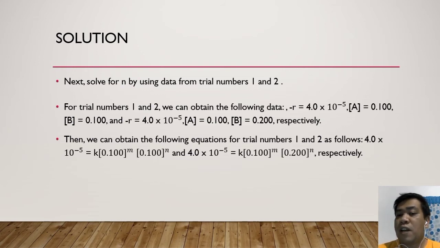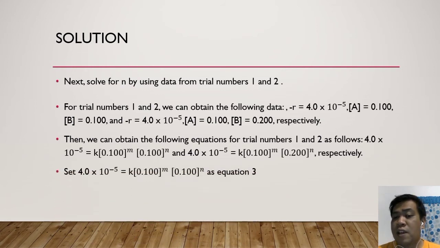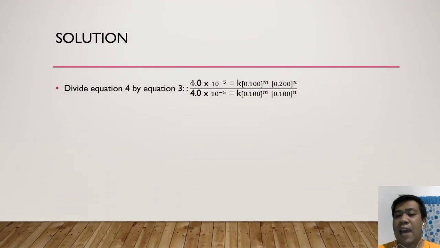So 4.0 times 10 to the negative 5 equals k times the quantity of 0.100 raised to m times the quantity of 0.100 raised to n, and 4.0 times 10 to the negative 5 equals k times the quantity of 0.100 raised to m times the quantity of 0.200 raised to n respectively. We set the first as equation 3 and the second as equation 4. After that, divide equation 4 by equation 3. So we can obtain these equations as presented in the slides.